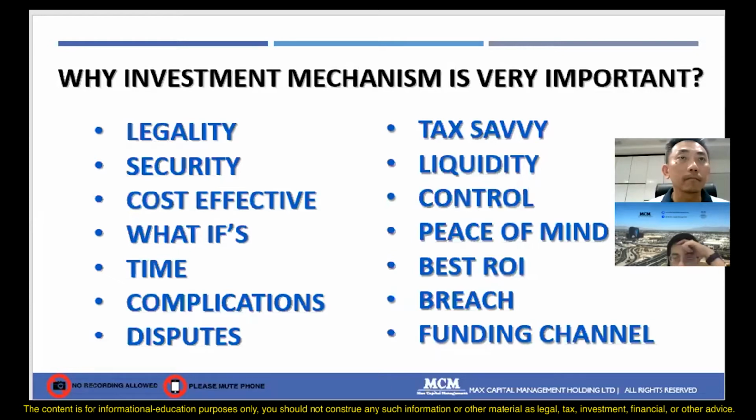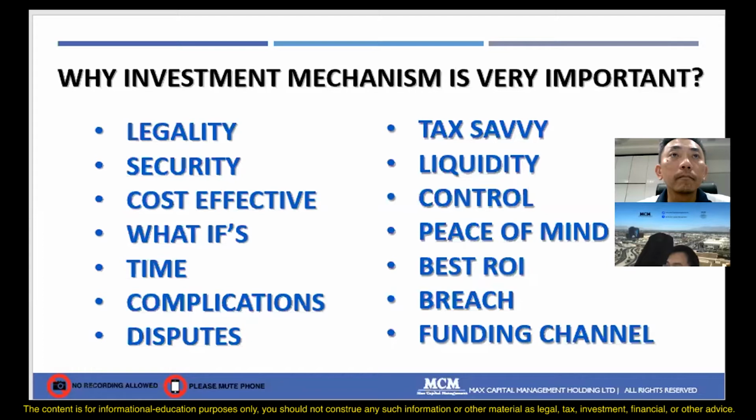And then the best ROI. What I mean by the best ROI is, as I explained just now, being cost effective. When you do the best structure and the right mechanism, we can save on expenses. And then the bridge, as we are also talking about all this complication. And the last one, which is the funding channel.